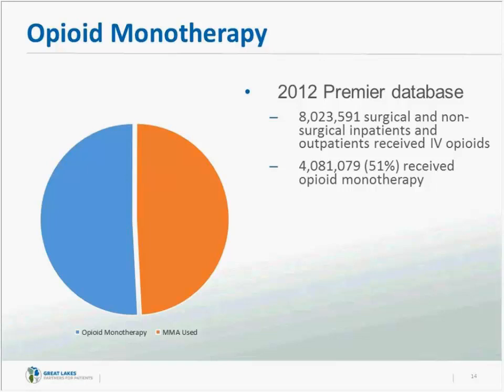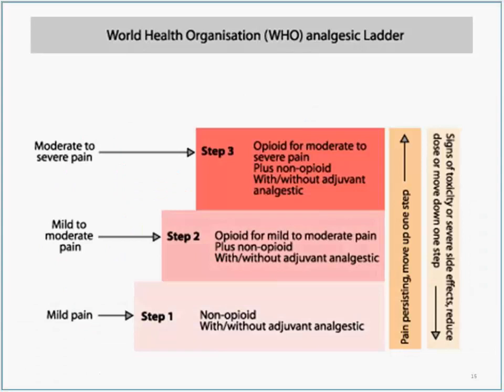We know that we should use different medications. This is the World Health Organization's analgesic pain ladder, or pain pyramid, if you will. This is not an MHA publication or picture, but again, an internationally accepted way of treating pain: if a patient has mild pain, step 1, you use a non-opioid. If they have mild to moderate pain, step 2, you continue to use the non-opioid, and then you add an opioid for mild to moderate pain.